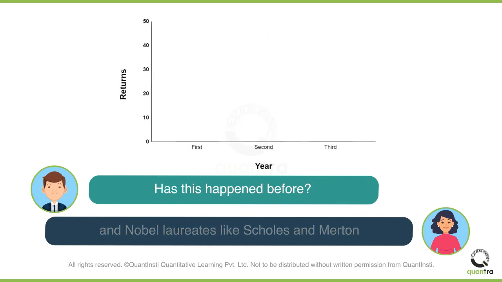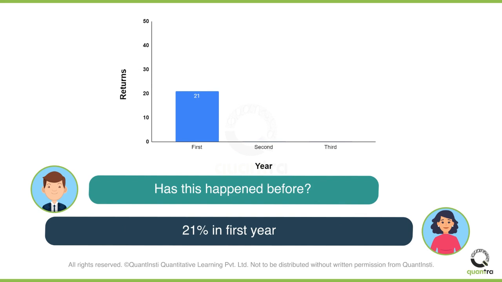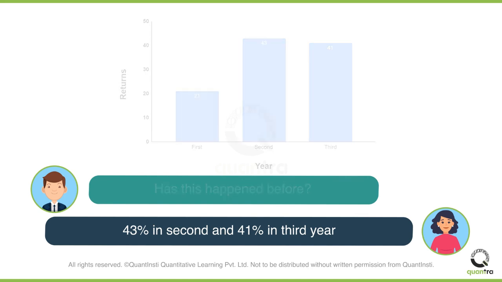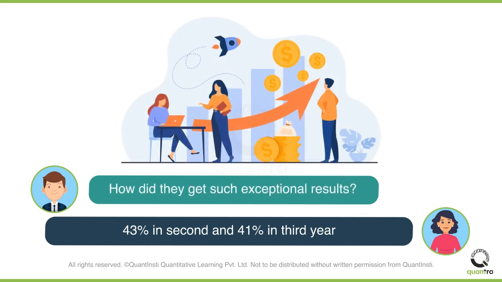The fund posted annualized returns, after fees, of around 21% in its first year, 43% in its second year, and 41% in its third year. How did they manage these exceptional results? Sophie says they created pairs trading strategy. They used quant models to identify deviation in fair value and took positions that would benefit if the asset price returned to its fair value.